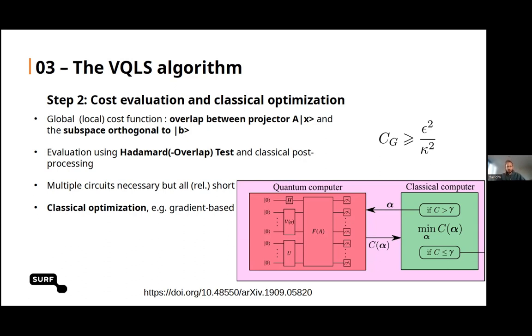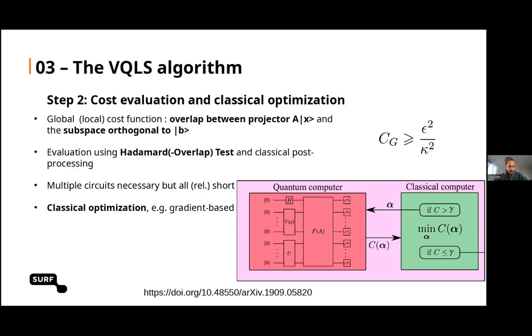And now here on the bottom in this little image, you see in the part of the quantum computer, we now have a bunch of smaller circuits that we can use to evaluate the different terms in our cost function. We can do this using the Hadamard overlap test, which has been introduced in this paper, and some classical post-processing. Basically it means we run a bunch of short circuits and then we add them together and then we have the cost.